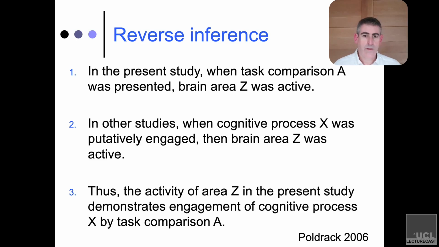So the way you can sort of formalize this is, in this study, whenever you're doing some task comparison, A, brain area Z was active. So looking at brain area Z, what we say is, anytime we've seen that in other studies, we see that cognitive process X was engaged. That was the way the study went. And that means that whenever we see Z is active in our study, we can assume that people are thinking X. So that was quite the abstract way of doing it.